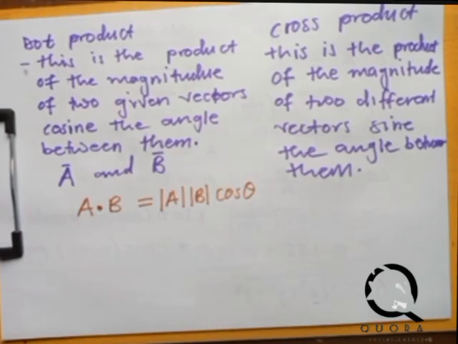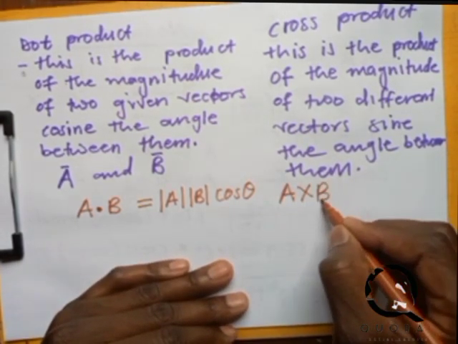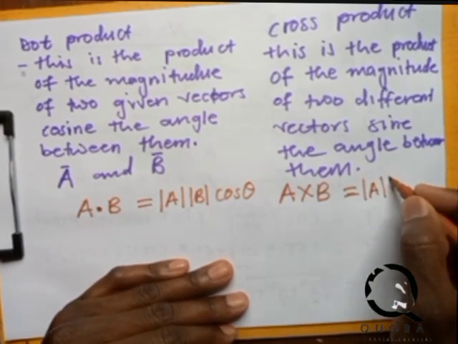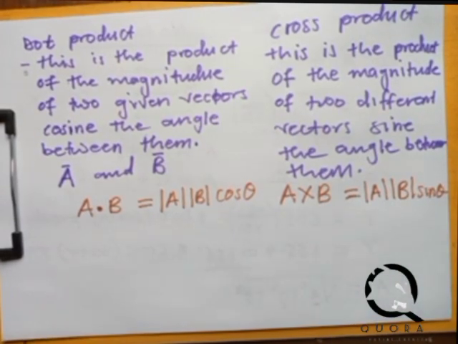We are saying it has to be the product of the magnitude of two given vectors sine the angle between them. And how are you supposed to write this one? Here this has to be written like A multiplied by B must be equal to the magnitude of A multiplied by the magnitude of B sine theta. So these two formulas, we normally use them if they ask you to calculate the angle between the two given vectors.